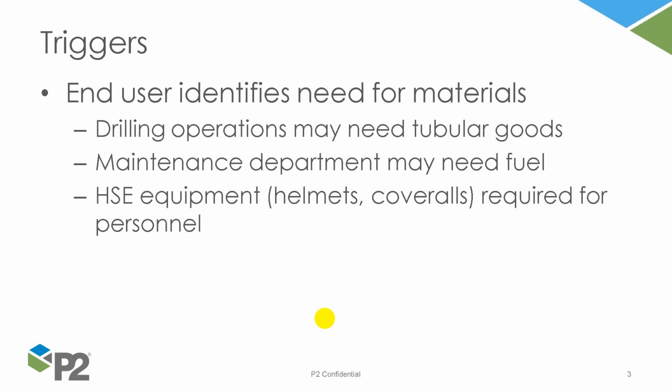Examples of this may be drilling operations finding the need for tubular goods such as casing. The maintenance department may need fuel or filters, and HSE, for example, might need helmets and coveralls for personnel. So basically, when end-use departments identify the need for materials, they request the material to be delivered from the warehouse, and they do this by entering a material requisition.